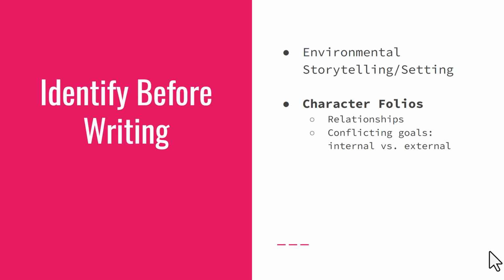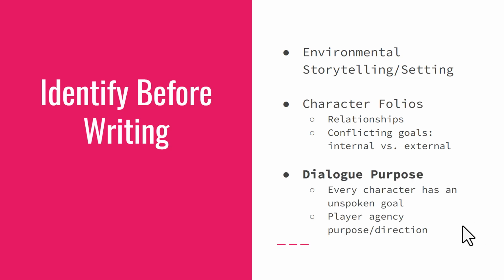And every character has two types of goals. They have external goals, like I want to get to the mountain to defeat the dragon, but then they have their internal goal. Why do they want to get to the mountain to defeat the dragon? And very often, those internal and external goals are more interesting if they're in conflict with each other. So if you can figure that out, you'll be on a good path to having an interesting dialogue.